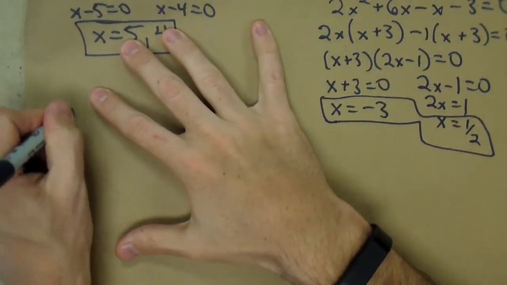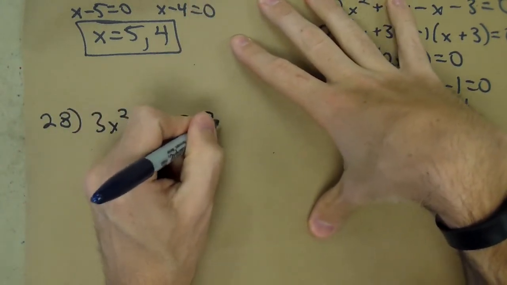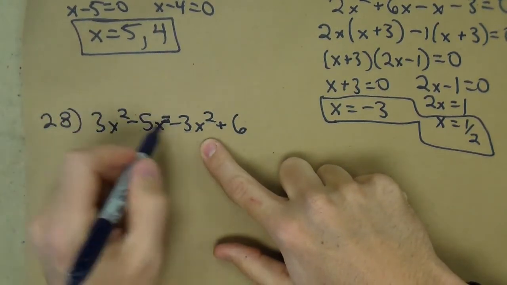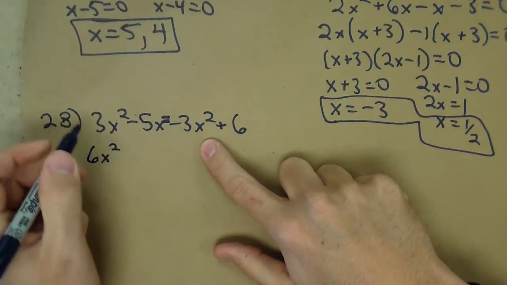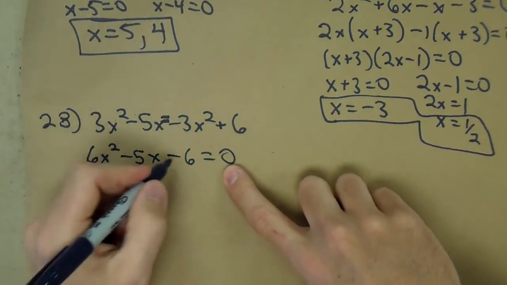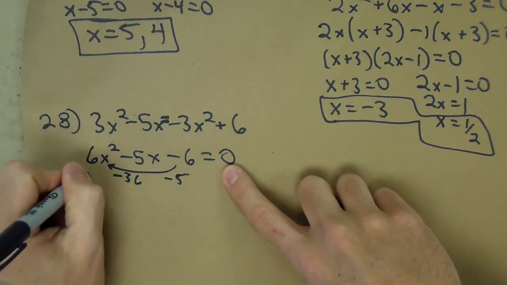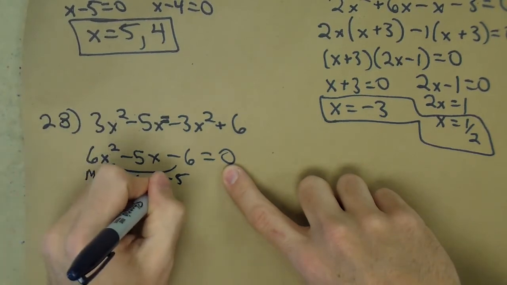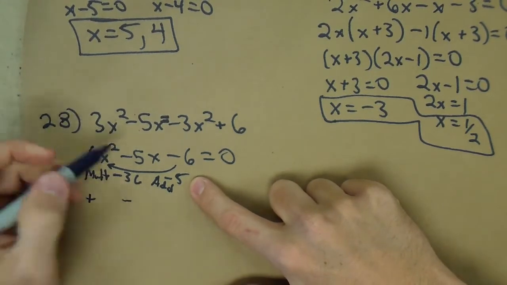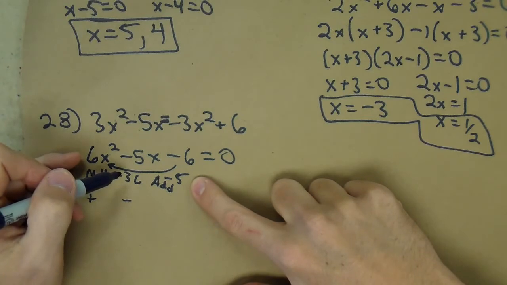For number 28, we have 3x squared minus 5x equals minus 3x squared plus 6. I'm going to add over the negative 3x squared, which gives me a 6x squared. Still a negative 5x, and then a minus 6 when that's subtracted over. I'm looking at multiplying to negative 36, and it's going to add to negative 5. So really, it's a negative product, so one's positive, one's negative. What can I do with 36 where it's going to be 5 units apart?